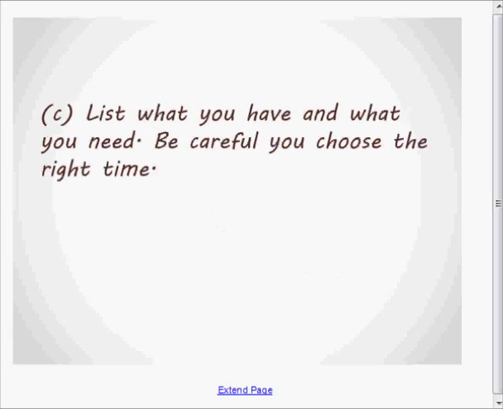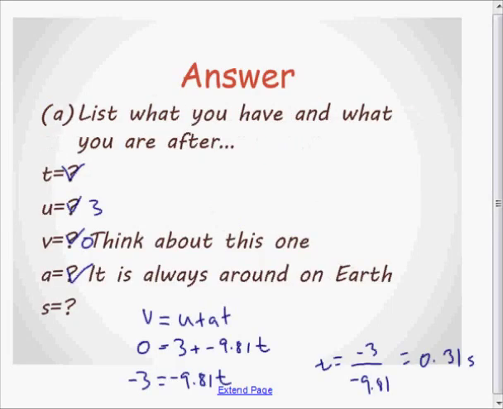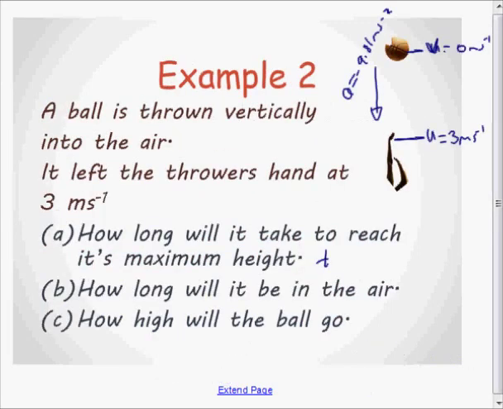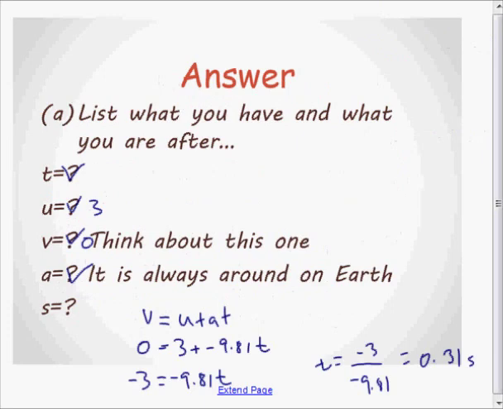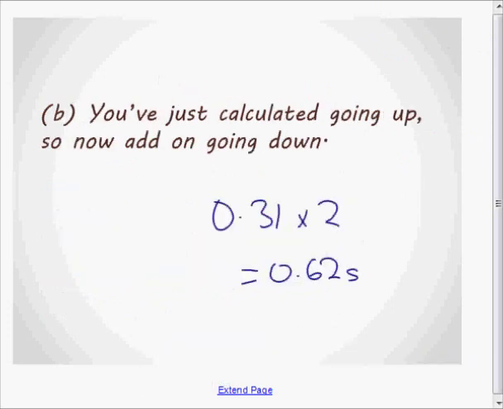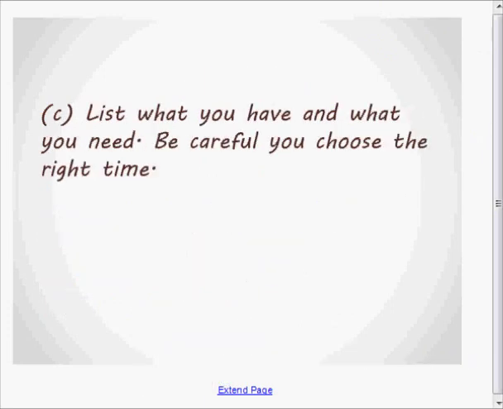List what you've found and what you need. Be careful to choose the right time. What we're looking for here is how high will the ball go? If we're going to use time, we have to only use half the flight, because it's from here up to the maximum. So we know v equals 0, u equals 3, a equals negative 9.81. We also know time equals 0.31 seconds. So we can actually use any equation to find s.